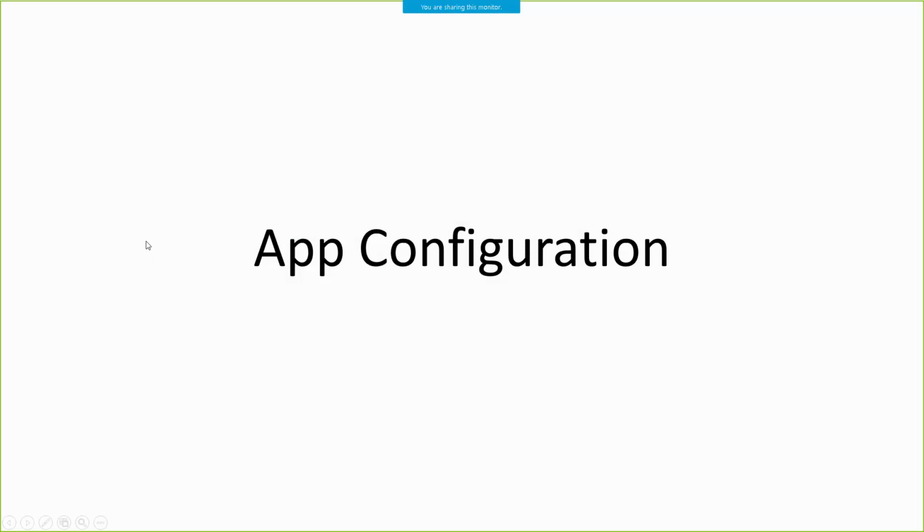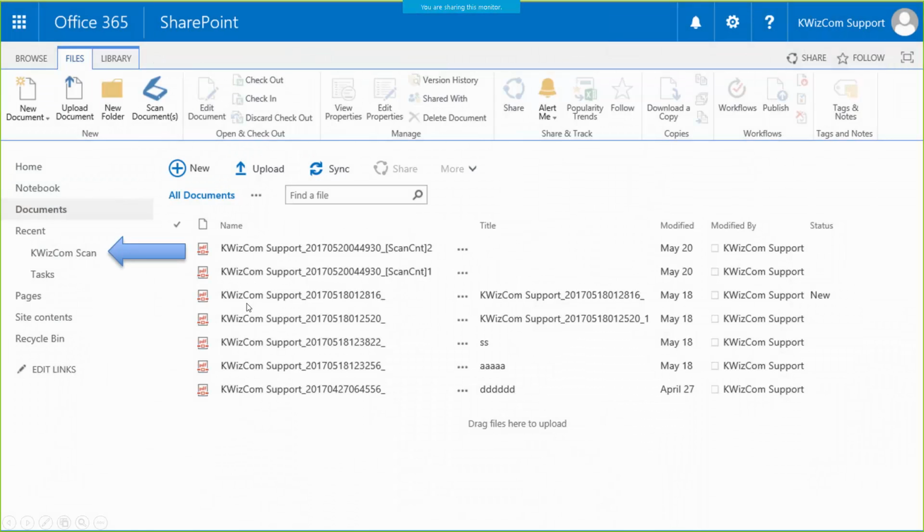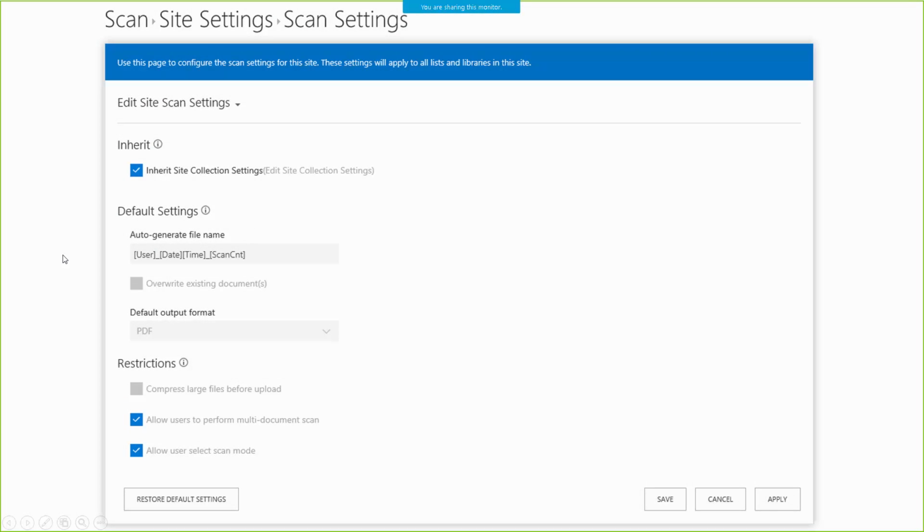And before I show you the end user experience, let me show you the app configuration. So this is something the admin does before letting everyone know that there's a new scan app available. In order to start configuring the scan app at your site, you simply go to the app, or once you install, you'll see this KWIZ Scan link in your recent apps on the left side of the SharePoint Online site. So when I click it, I'll get into the KWIZ Scan settings page.